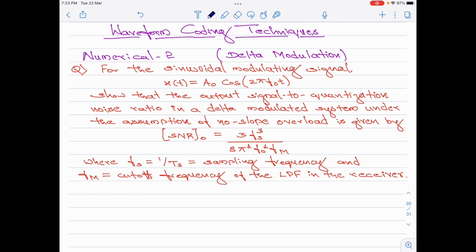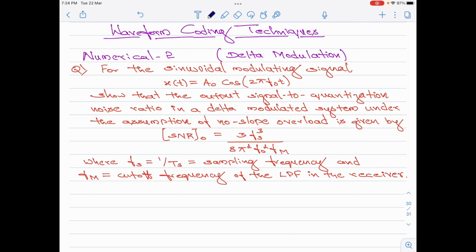For the sinusoidal modulating signal x of t equals A naught cos 2 pi f naught t, show that the output signal to quantization noise ratio in a delta modulated system under the assumption of no slope overload is given by SNR output equals 3 fs cube divided by 8 pi square f naught square fm, where fs equals 1 divided by Ts equals the sampling frequency and fm is the cutoff frequency of the low pass filter in the receiver.